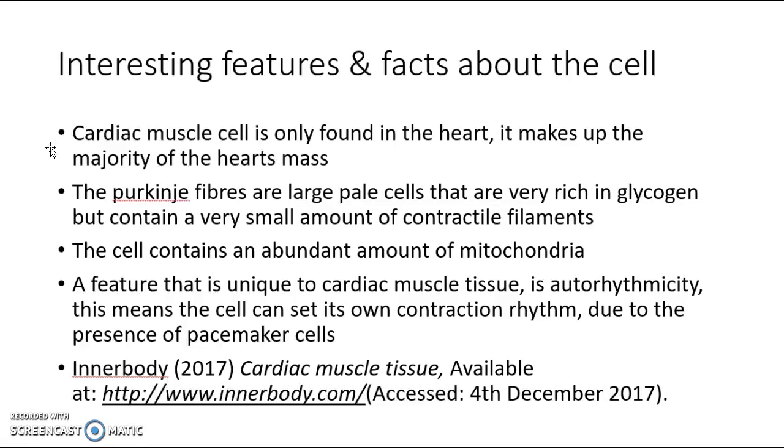The Purkinje fibers are large pale cells that are very rich in glycogen, but contain a very small amount of contractile filaments. Like we also said, the cell contains an abundant amount of mitochondria, roughly 5,000 per cell. And a unique feature that the cardiac muscle tissue has is autorhythmicity. This means that the cell can set its own contraction rhythm due to the presence of pacemaker cells. So this is very unique to the cardiac cell.